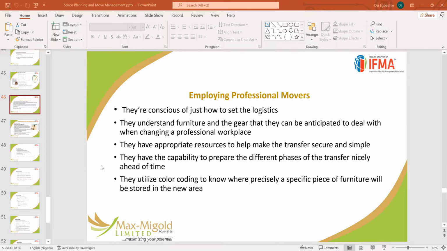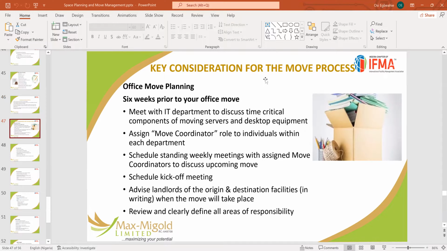Also, it is very important that when you are getting professional movers, you ensure they get what we call goods in transit insurance. It's an important aspect of move management to ensure that all the items that you are moving are insured in case there's any accident, so the insurance will be able to cover you at any point in time. It's very important to note that. And also, key considerations for the move process.